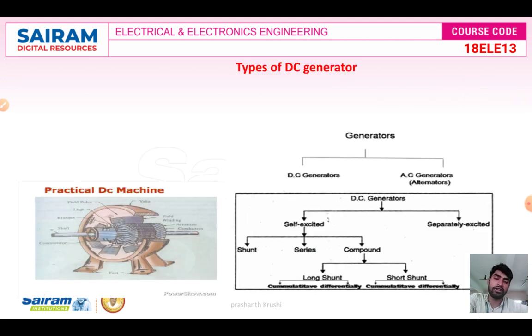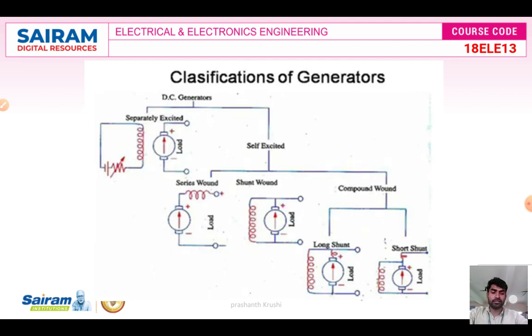And types of DC generator: we have two types, separately excited DC generator and self-excited DC generator. Generators are of two kinds, DC generator and AC generator (alternator). In DC generators, self-excited and separately excited. In that we have shunt generator, series generator, and compound generator. In compound generators we have long shunt compound generator and short shunt compound generator, cumulative compound, differential compound, cumulative short shunt compound and differential short shunt compound. Let's see one by one. For the syllabus, only shunt, series, and compound will be there, short shunt and long shunt.